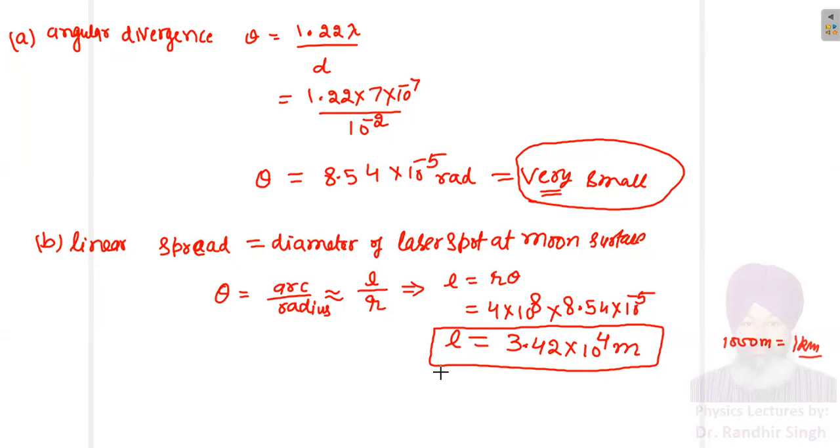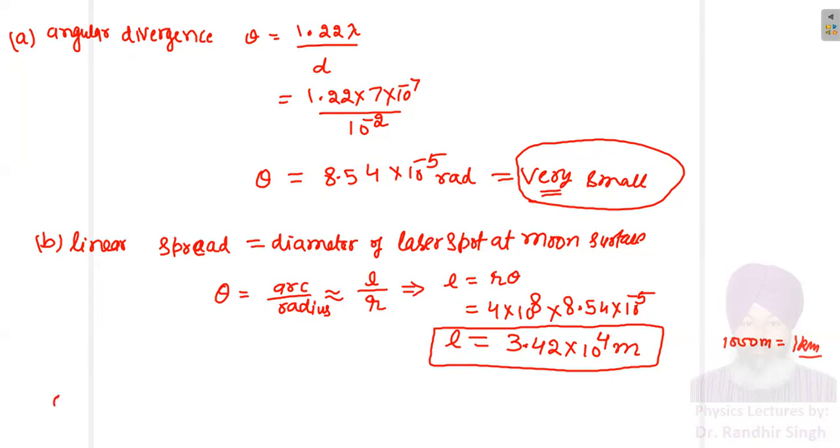If you put an ordinary light beam, let us say using a torch light, on the moon, its divergence is very large. When the light from a torch reaches the moon, the diameter of the spot will become more than the diameter of the moon itself. That is why when we point a torch light towards the moon, you cannot get reflected light back on the earth. So this is a very informative numerical.